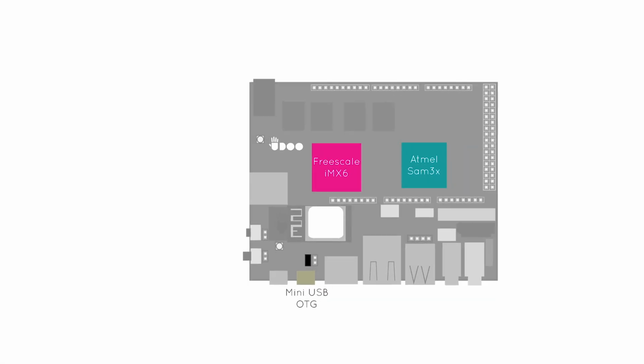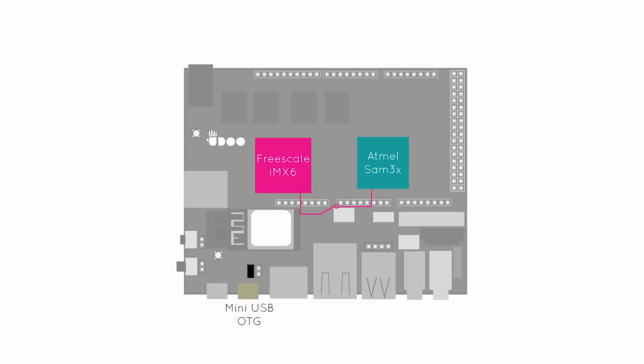Okay, let's start with Android. At boot, the connection is between the two processors. We are in this situation now: the IMX6 USB OTG port is connected to the SAM3X. Plugging a USB cable into the CN3 connector will have no effect, since CN3 is disconnected.